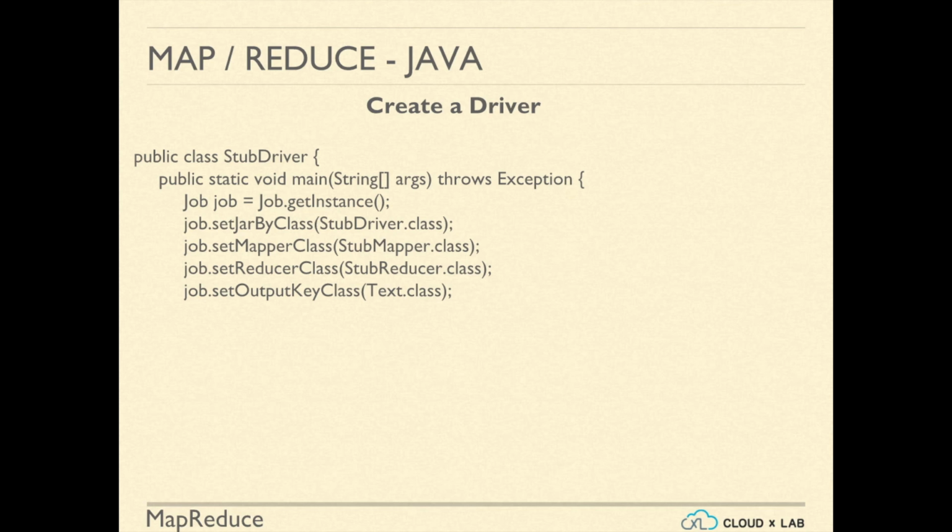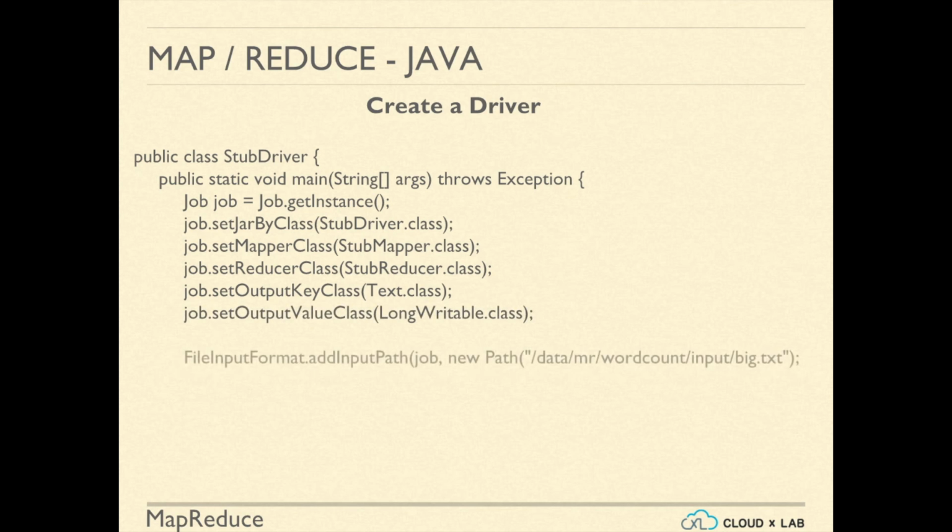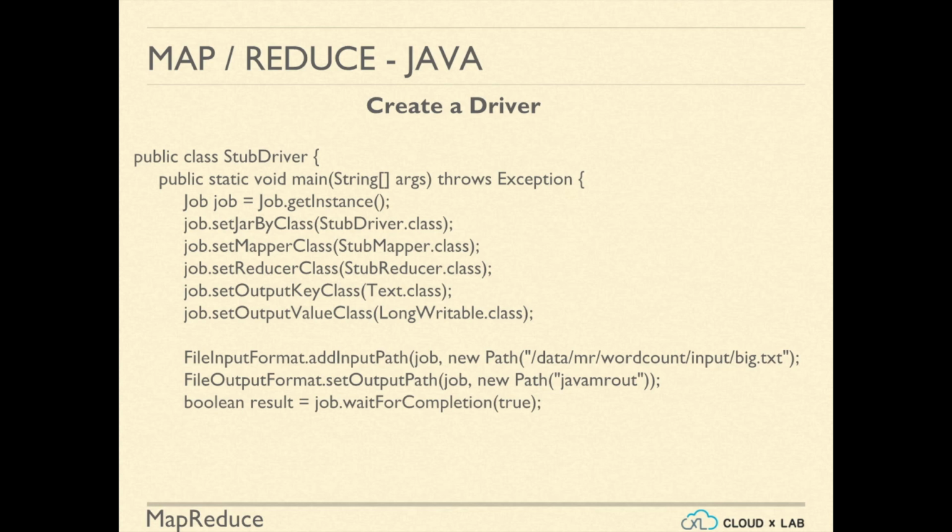Then we define the input path, the directory or file from which our job will read data. We then define the output path, which should be a directory that does not exist yet. If it exists, the job will throw an error. Please note that the input path and output path both are pointing to HDFS. Once we are done configuring, we can start the job using job.waitForCompletion.